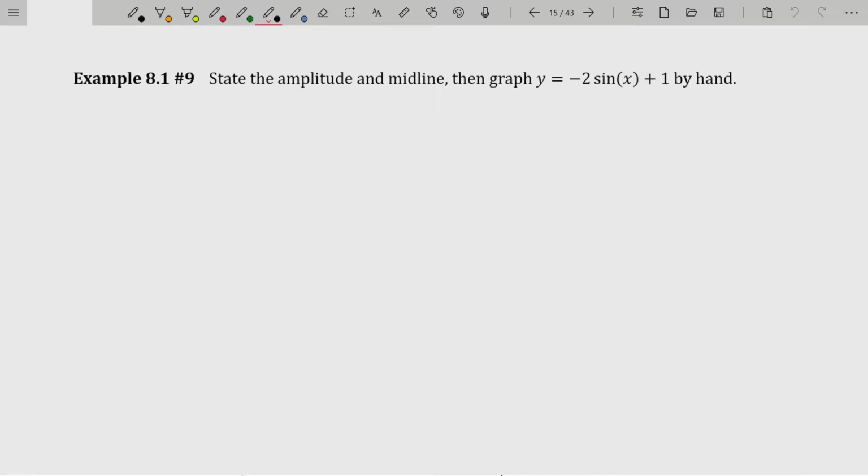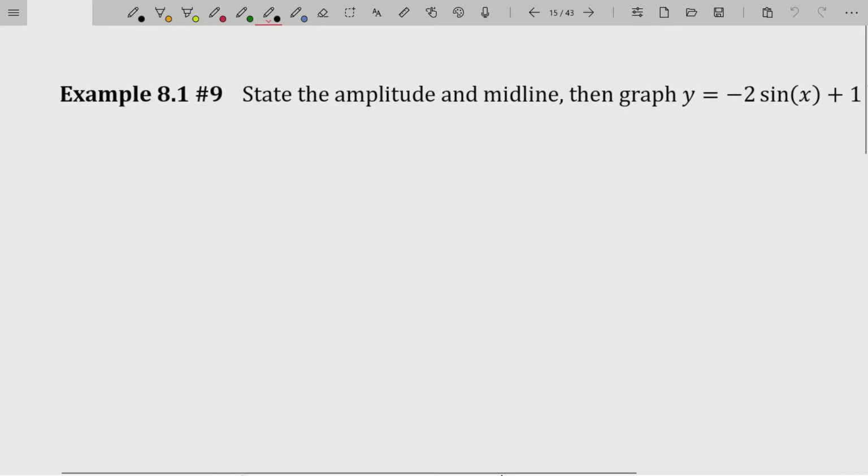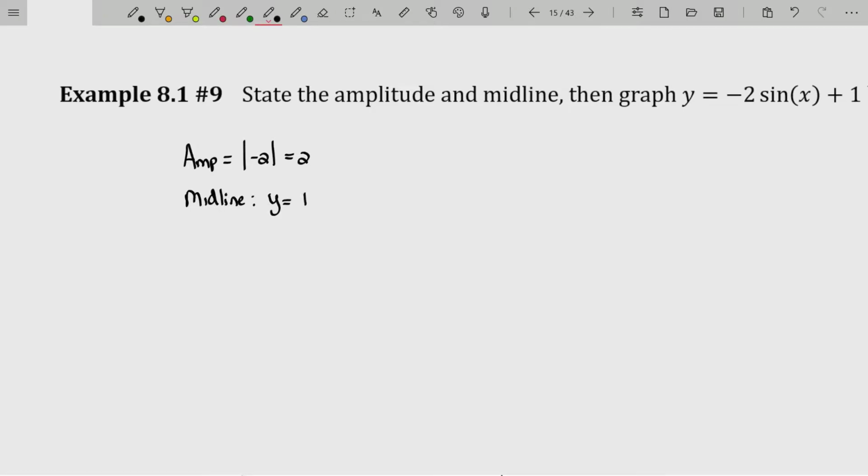So let's use that same method here. We have -2 sine of x plus 1. All the mechanical stuff you do before graphing. So the mechanical stuff is stuff like stating the amplitude and the midline. I'll give you those instructions every step of the way here. So the amplitude is equal to the absolute value of that coefficient on the sine, which is 2. That just tells us how far we wiggle away from the midline to get the maximums and minimums. And then the midline, well, that's y equals 1, because it's -2 sine of x plus 1.